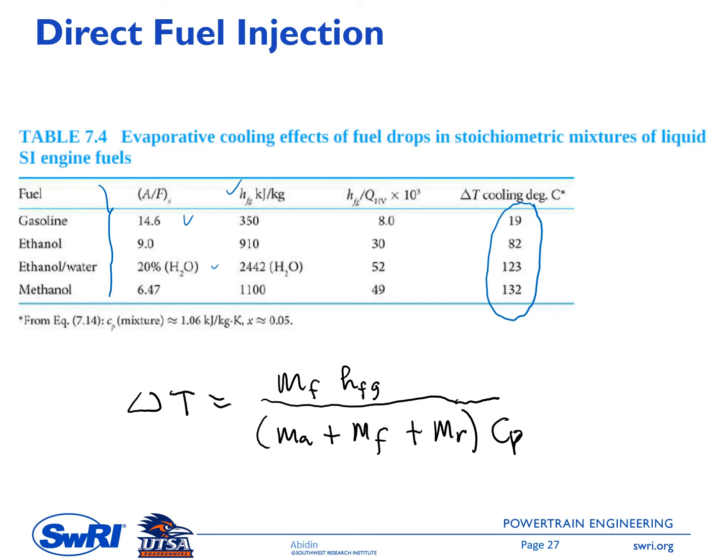What you can see here is that ethanol has a much higher temperature decrease compared to gasoline. The reason is that ethanol has a much higher heat of evaporation compared to gasoline. So this is one of the benefits of blending ethanol into gasoline: it results in a lower temperature at the beginning of the compression stroke, which results in less knock propensity inside the engine.